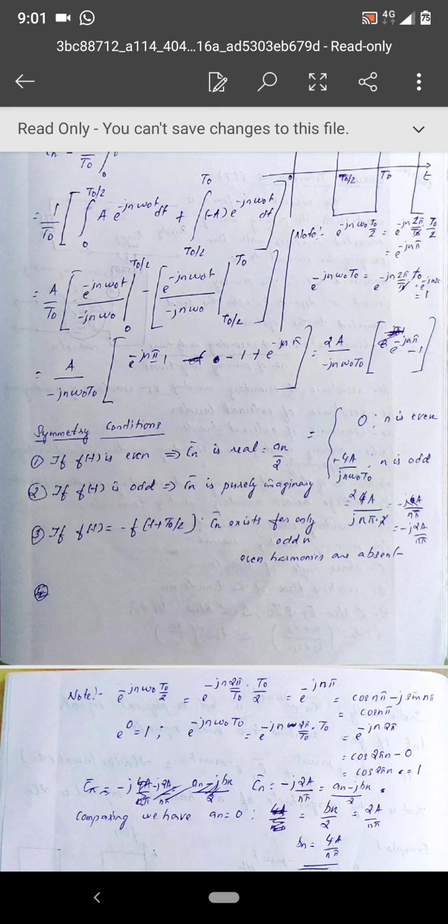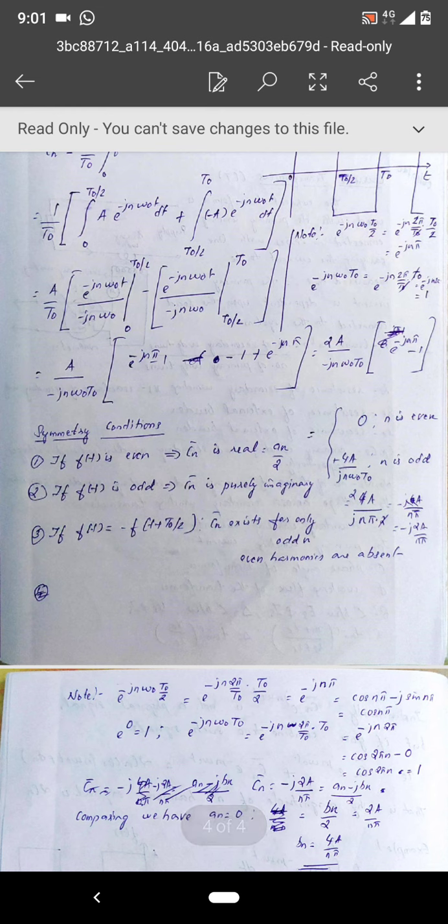Cn bar in general is an minus jbn by 2. So here whatever result we have, we don't have any real part, so that means an is also 0. So a naught is already 0, an is equal to 0 here. Now we have only imaginary part, so we compare the imaginary parts, that is 2a by n pi should be equal to bn by 2. So what is bn? Bn is equal to 4a by n pi. This was the result that we got when we did the example 4.7.